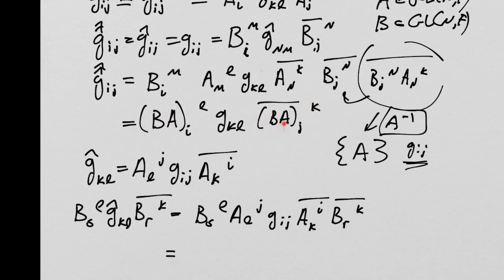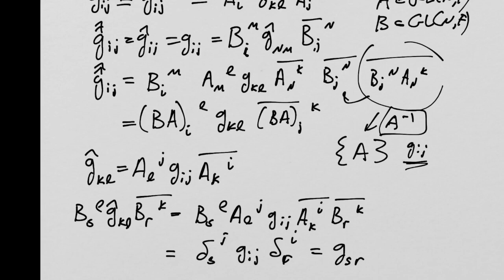But I know that BA and BA is the identity, right? I know it's the identity. So I know I'm going to end up with delta Sj, Gij, times delta R, undo, delta Ri, like that, which is going to be G... wait a minute. GSR, right? SR, right? GSR.